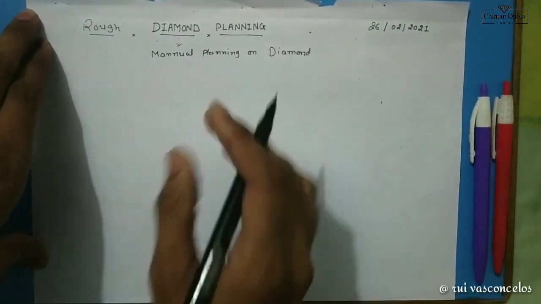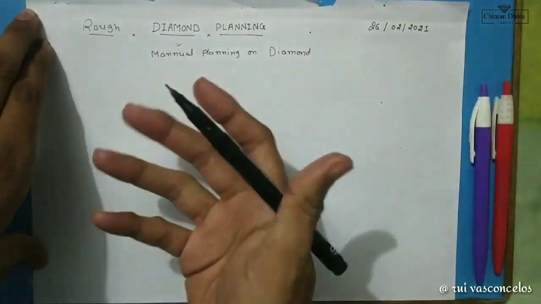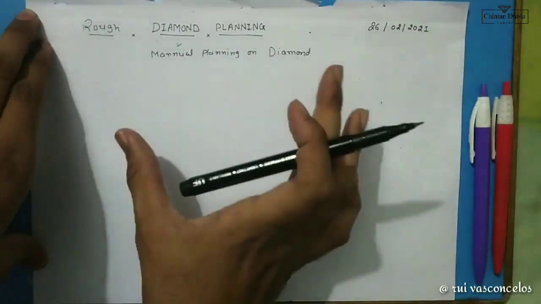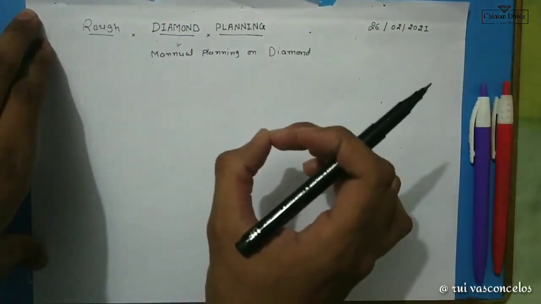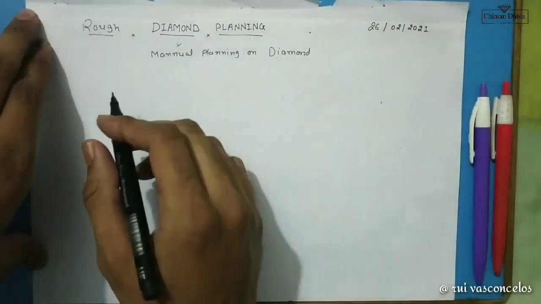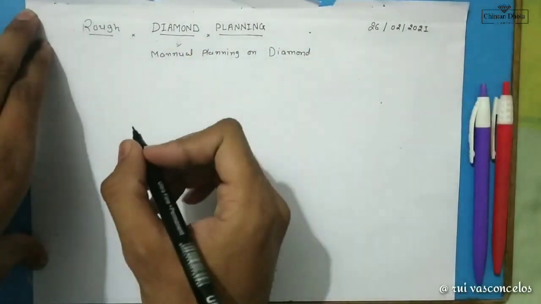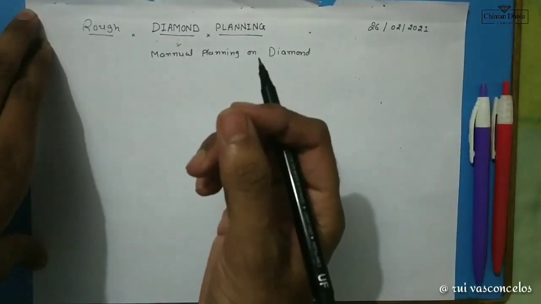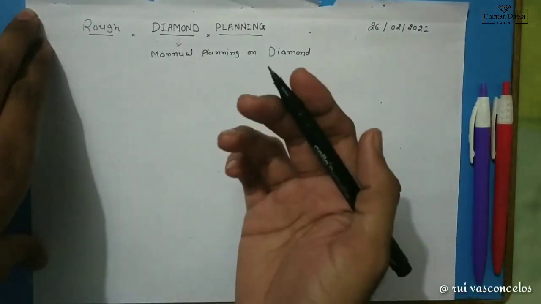Now, what is manual planning? What is the process of manual planning? Look at this video. I will show you the exact process, how you can do planning on any particular rough diamond. Now you can see we have one particular rough diamond and we have to just observe it.